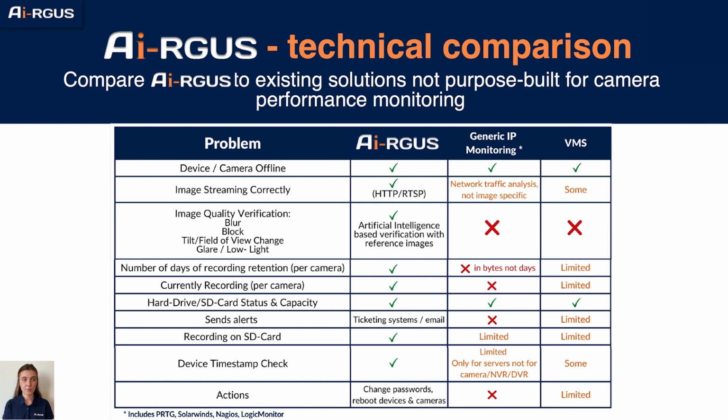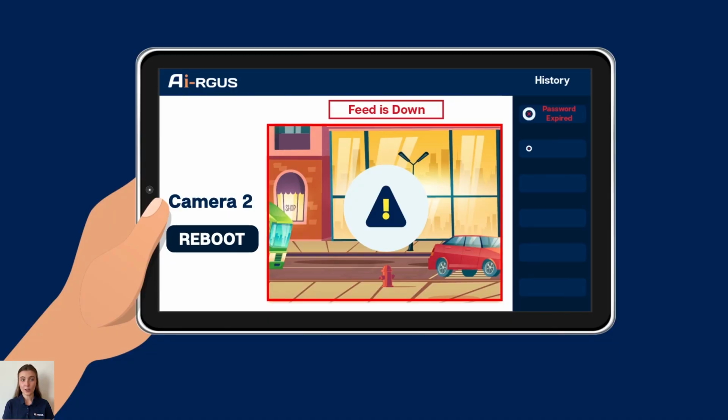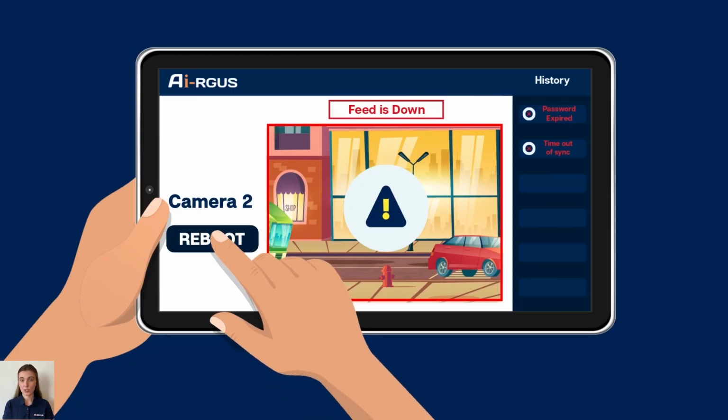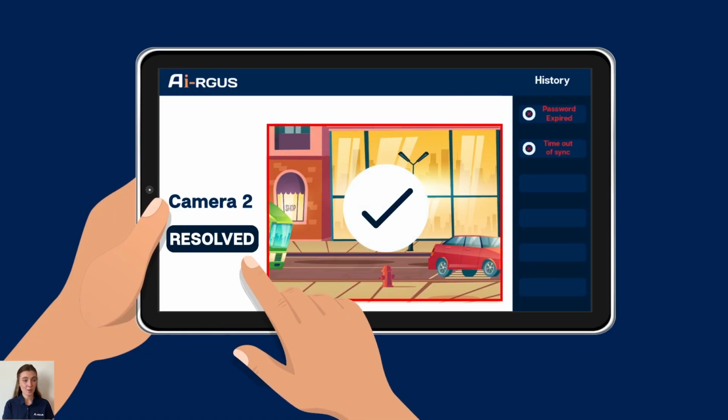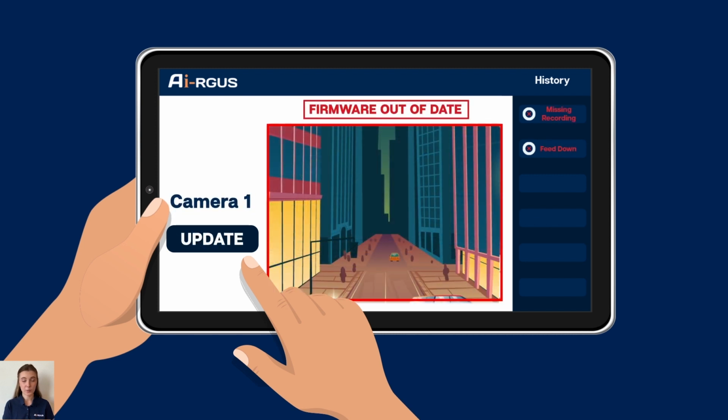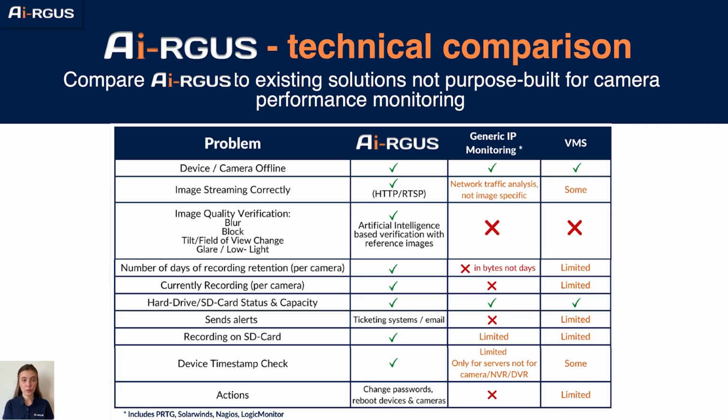Likewise, checking the timestamp of the device, whether its time zone and daylight savings time settings are correct, is also not a given across the many manufacturers that exist in video surveillance. Finally, with Ai-RGUS, you can perform actions such as rebooting cameras and devices, bulk changing passwords, password management and policy, and bulk firmware updates, which are also unique to camera systems.